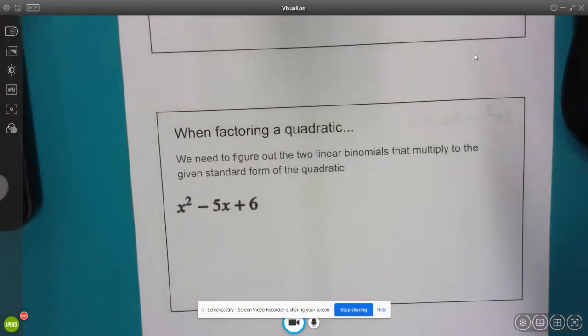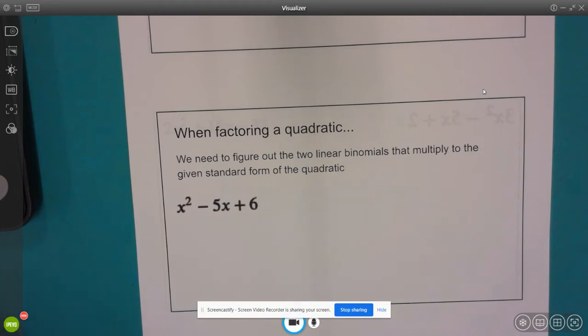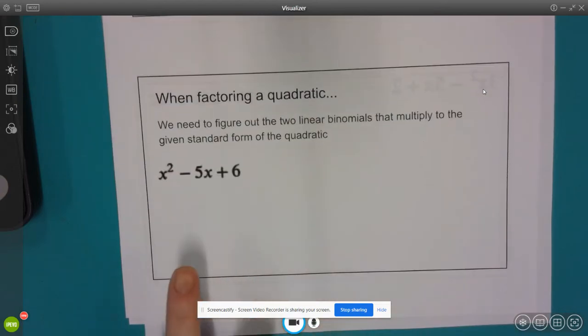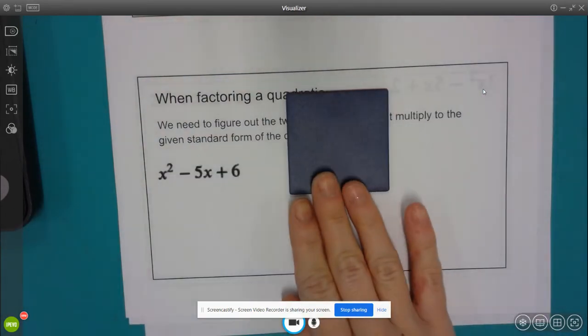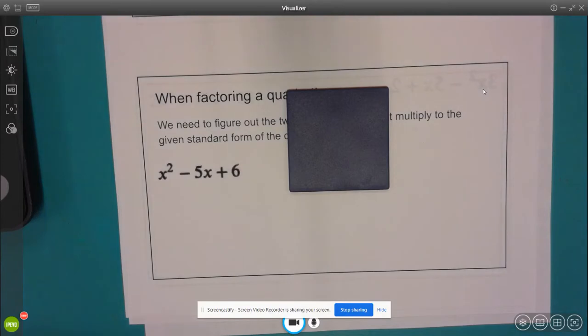All right, friends, today we are going to review factoring a quadratic. Hopefully this sounds familiar from Math 1. So we're going to start with x squared minus 5x plus 6. And I'm going to show you this with algebra tiles first, just so you remember visually what we're doing.